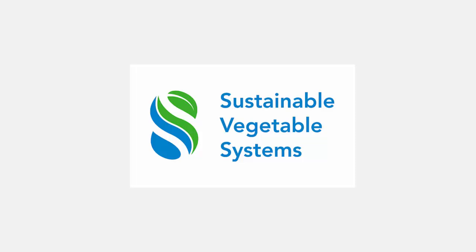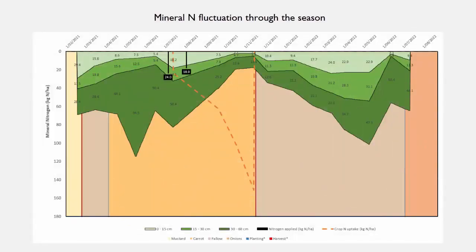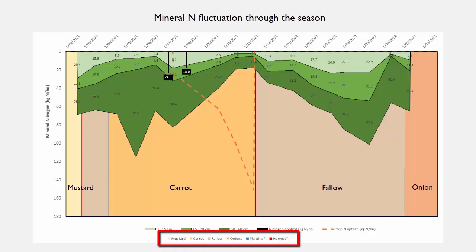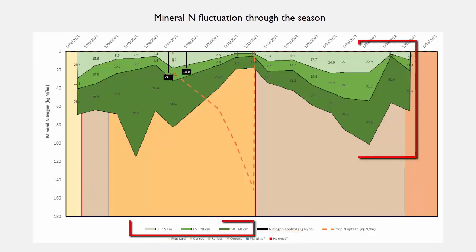This is a short overview of mineral nitrogen behaviour in cropping soils, using data gathered from the Sustainable Vegetable Systems Regional Monitoring Programme. This graph shows the quantity of mineral nitrogen in kilograms per hectare across 18 months. The background colours of the graph indicate what crop was in the field, or if the field was in a fallow period. The green area chart is a visualisation of the quantity of mineral nitrogen in each of 3 soil depth layers. These mineral nitrogen readings were obtained from soil samples collected monthly.